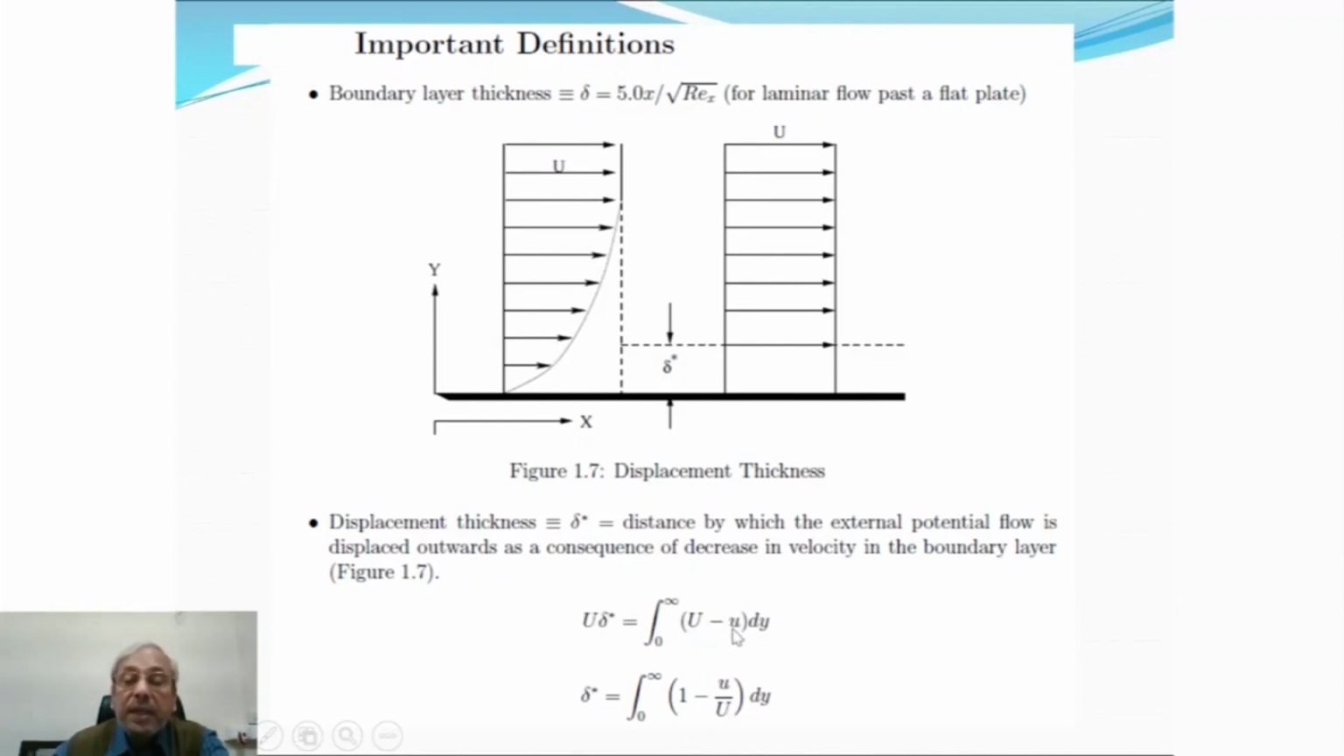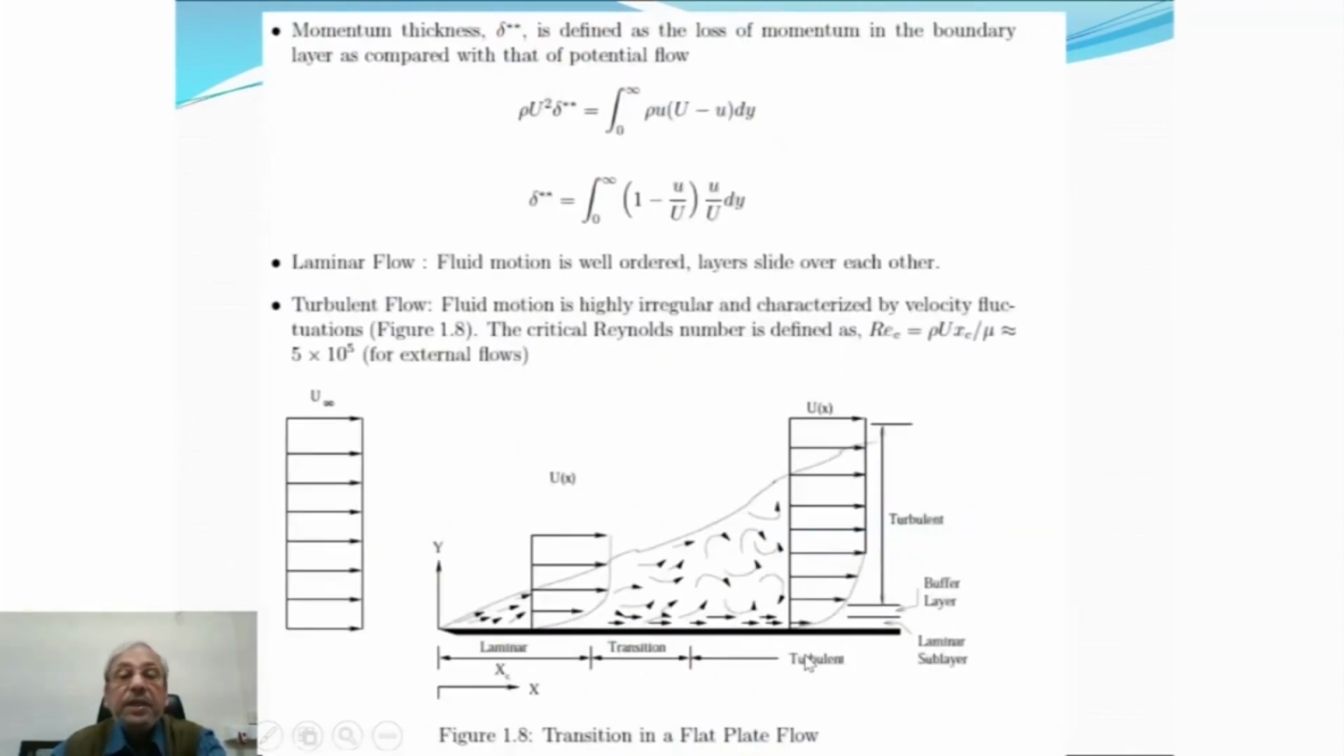So uppercase u minus lowercase u is integrated between 0 and infinity, and this integration is equivalent to uppercase u delta star. So delta star, the displacement thickness, is given by the integration from 0 to infinity of 1 minus lowercase u by uppercase u dy. So this is the definition of displacement thickness.